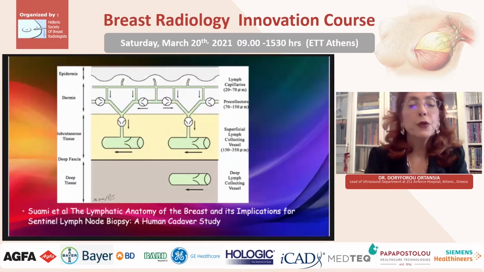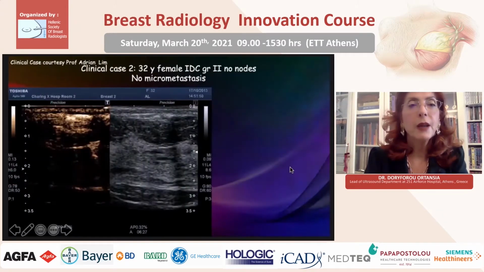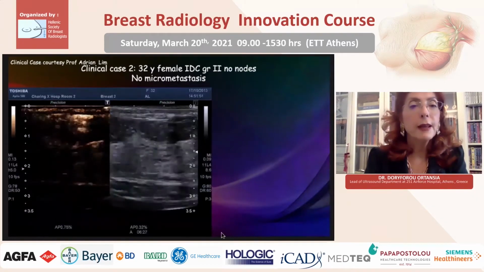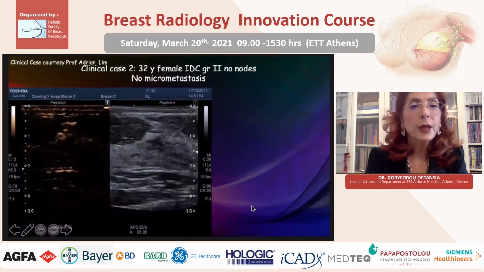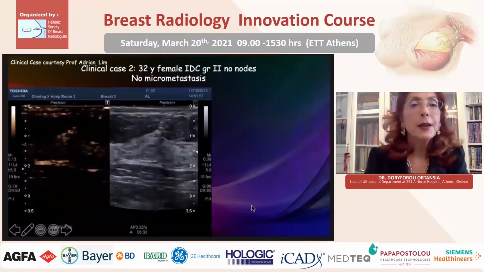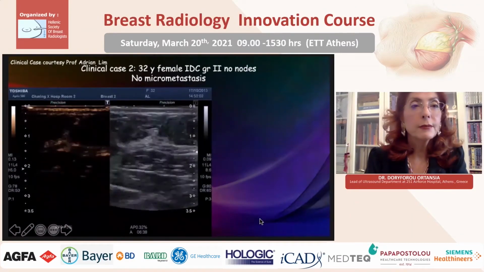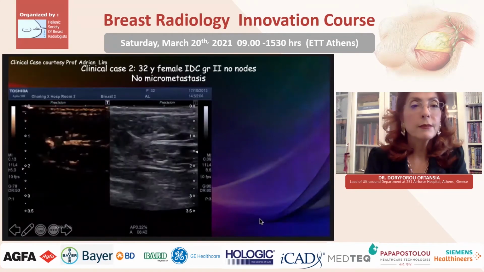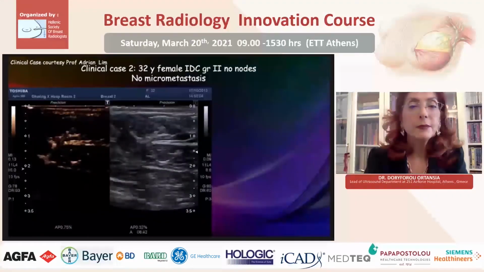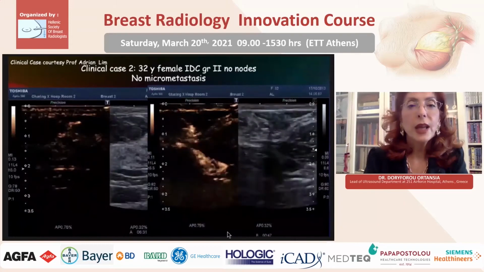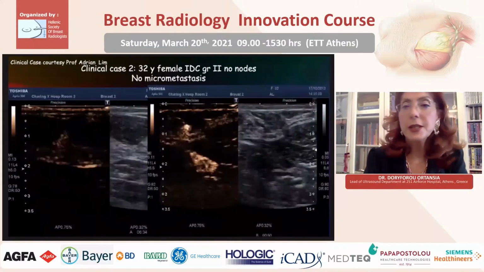Now, if we move to the sentinel node detection, we just need to see this slide for the distribution of the lymphatics in the breast. In a clinical case, to try to find the sentinel node, we need to follow the lymphatic vessel penetrating the fascia. And we see this lovely lymph node, which is the sentinel node.